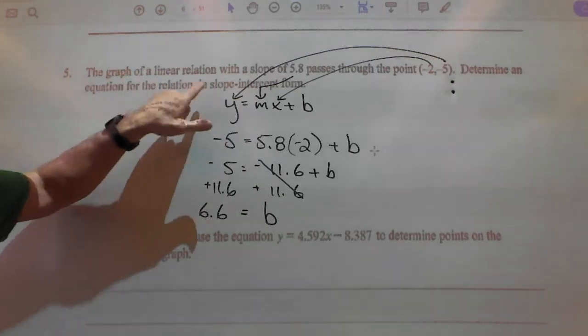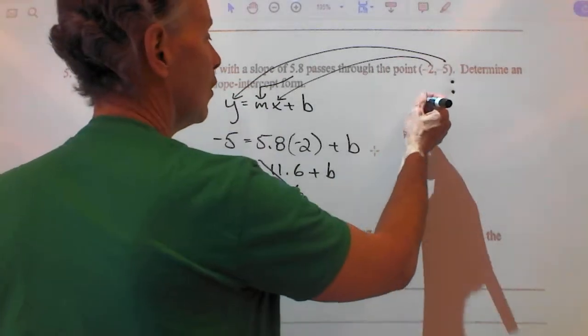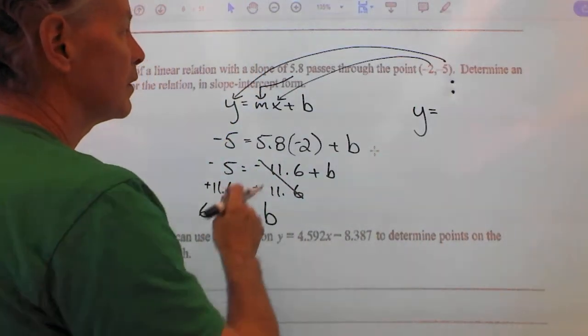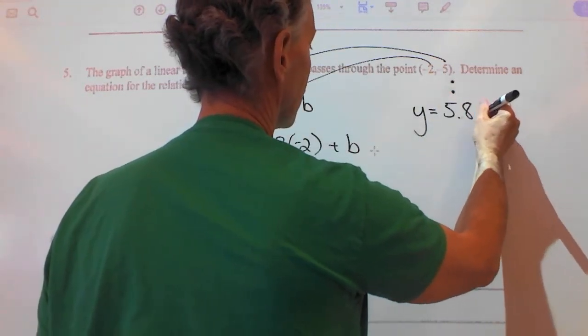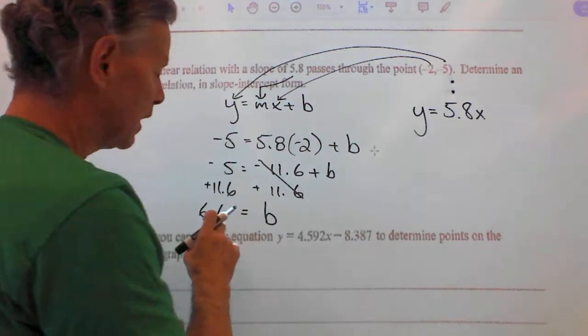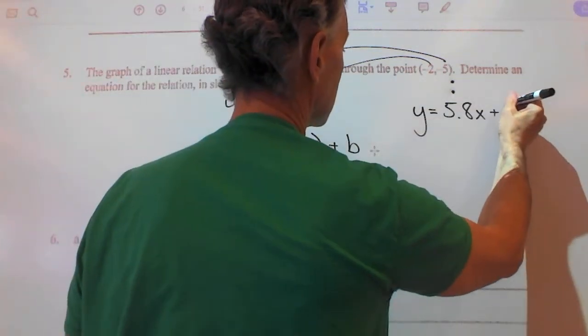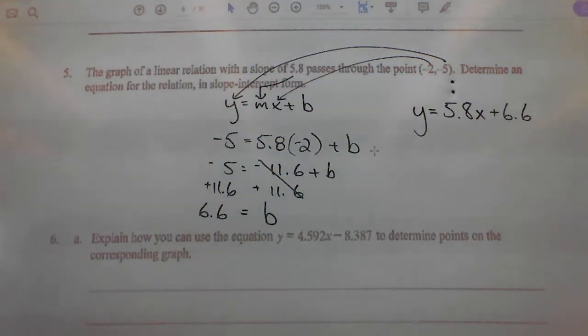Because remember, if we know the slope and we know the intercept, we can say the equation for this line is y equals the slope of 5.8 times x plus our y-intercept, which we found here, and you're done. Okay?